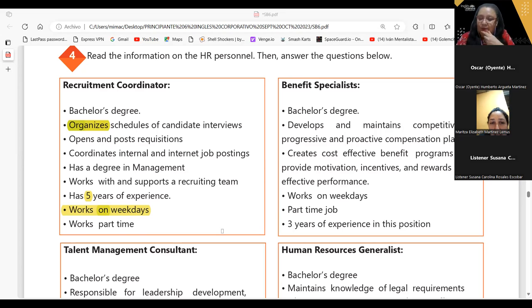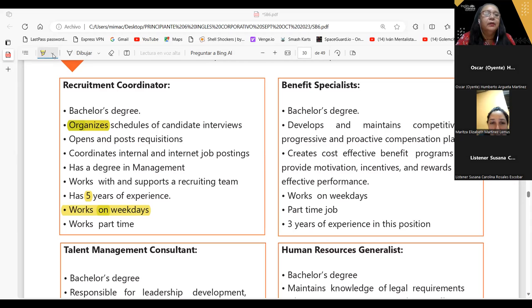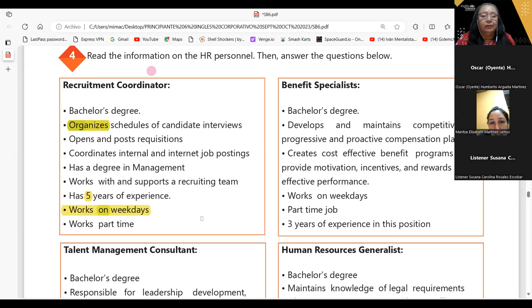Recruitment coordinator. Bachelor degree. Organize the schedule of candidate interview. Opens and post requisition. Coordinate internal and internet job posting. Has a degree in management, works with and support a recruiting team, has 5 years of experience, works on weekdays, works part-time.